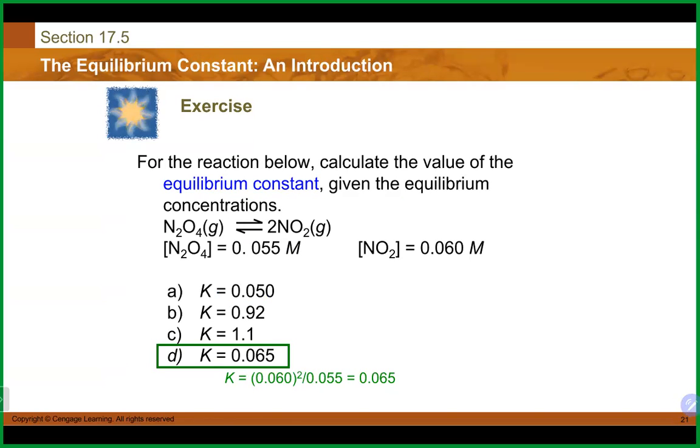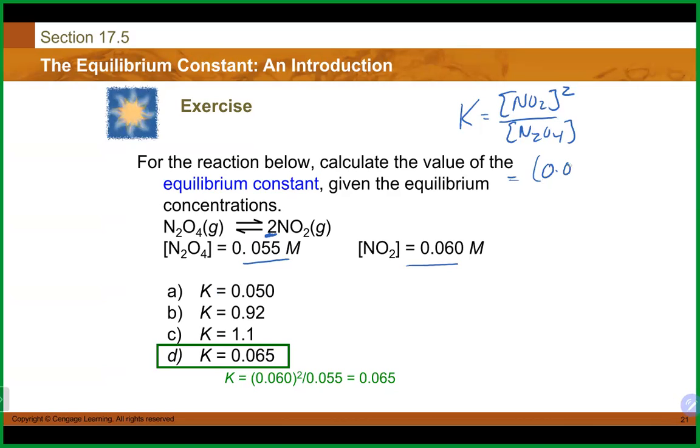All right, so for this reaction, we want to calculate the value of the equilibrium constant. The first thing we would want to do is write our expression, which would be our products, which is NO2, and we need to square it because of the coefficient. We would divide it by the concentration of N2O4. In this particular case, they gave us the equilibrium concentrations. So at that point, all we have to do is plug it in.